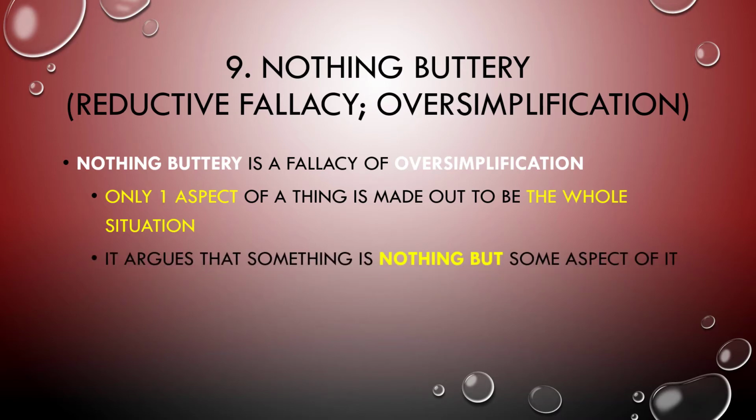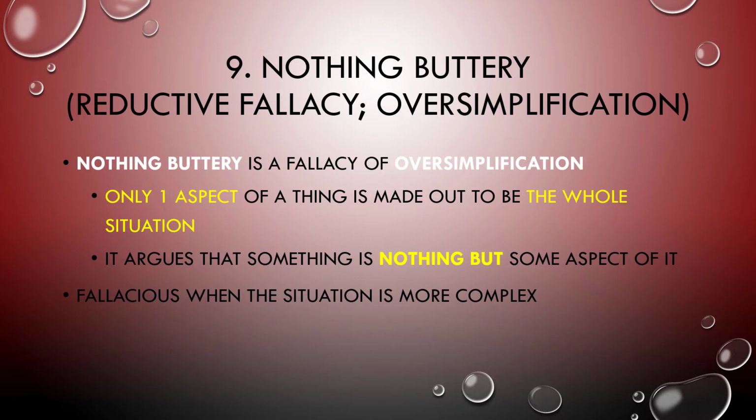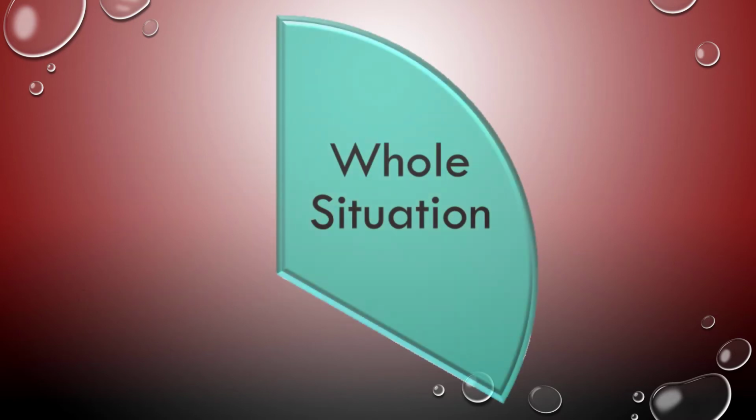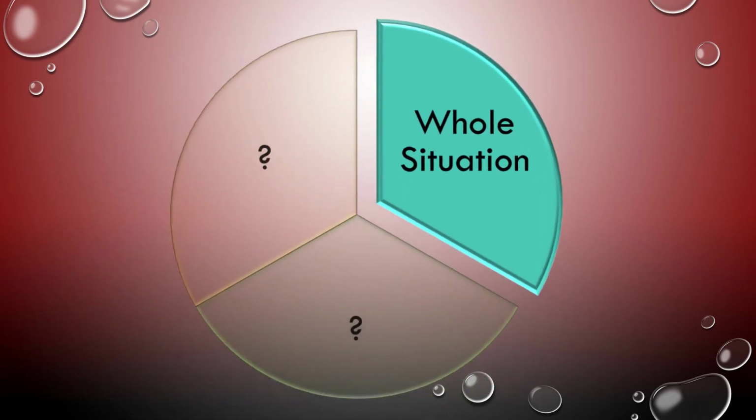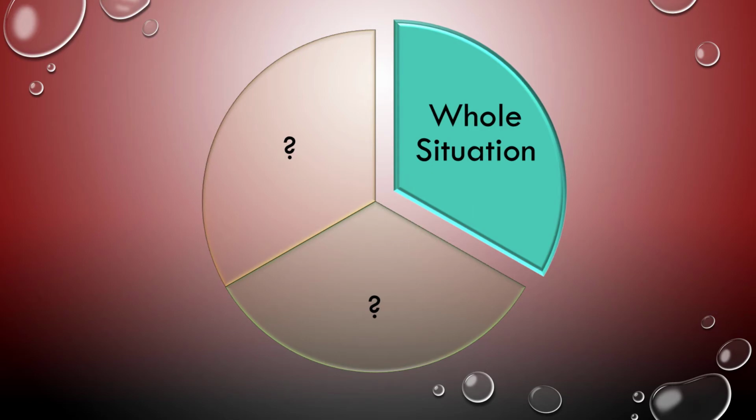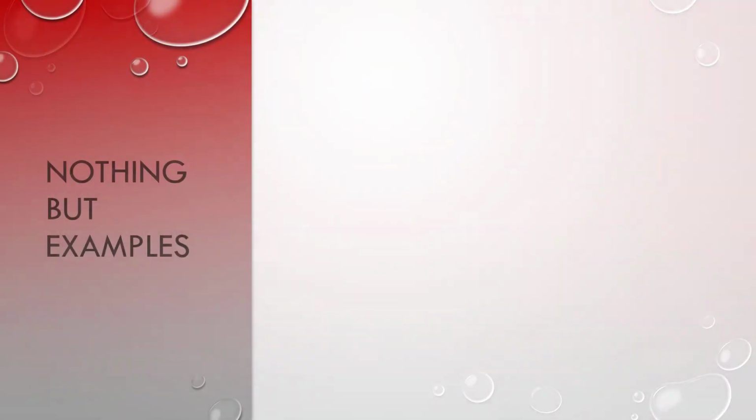And often "nothing but" statements imply some type of more-than knowledge. The argument is fallacious when the thing or situation is actually more complex than the way it's presented. So we could say we're going to present this thing here as the whole situation, when in fact there's more to it that we're not showing. Now, let's take some examples of the nothing but fallacy.